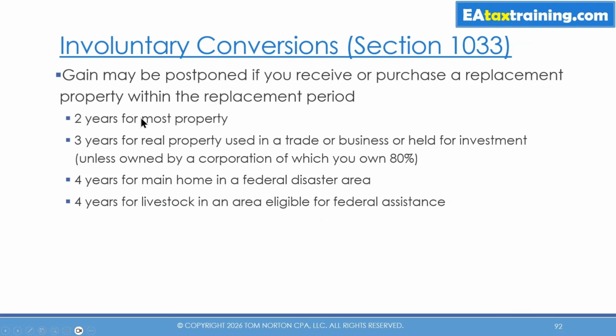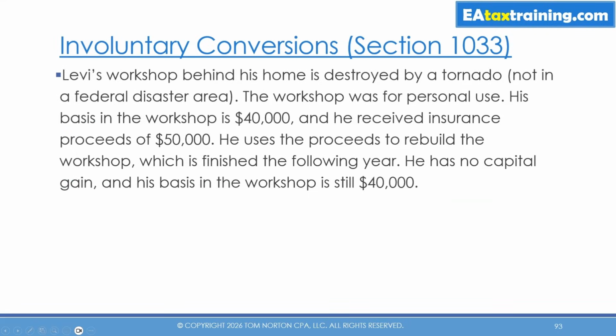So if you go out after the loss and you purchase a replacement property within this period of time, usually 2 years, then you do not have to recognize that gain. The gain is postponed. When we say it is postponed, what that means is you don't have to worry about the gain until you sell the replacement property. So it's postponed until you dispose of the replacement property. So let's do an example.